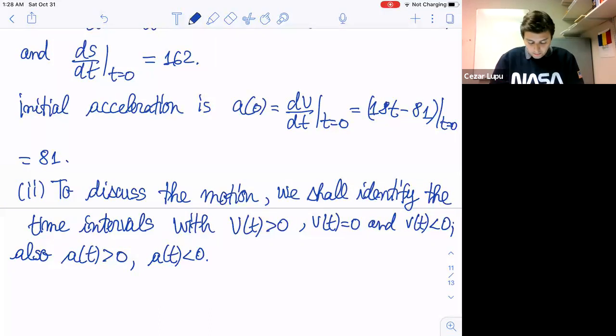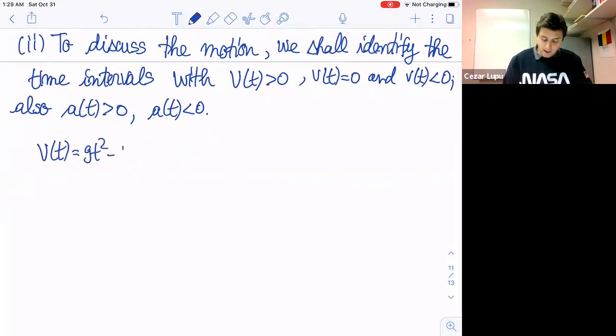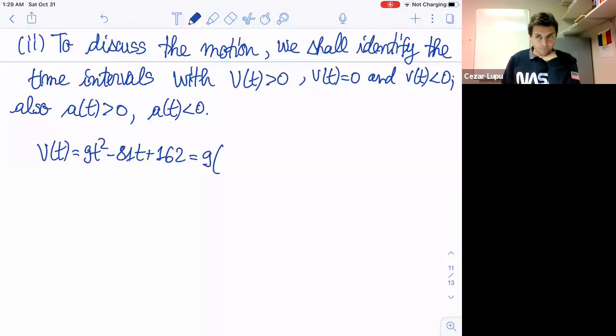Oh my goodness! Now there'll be a bunch of computations here. All right, let's see. We know that v of t was 9t squared minus 81t plus 162. And now we can decompose this, so we can factor a 9 here. That's great, right? So we can factor 9.